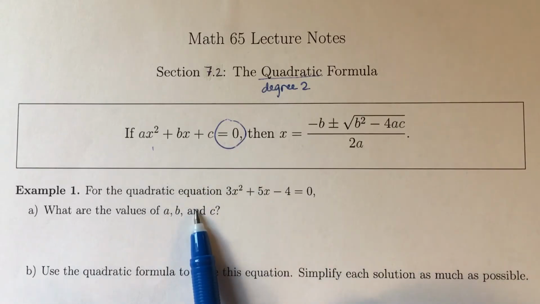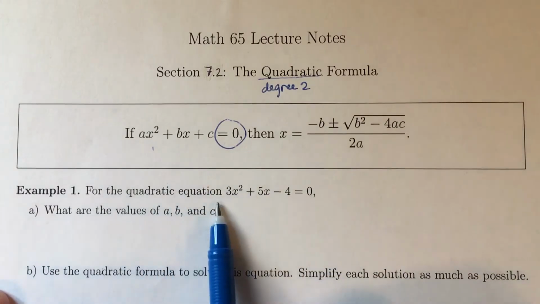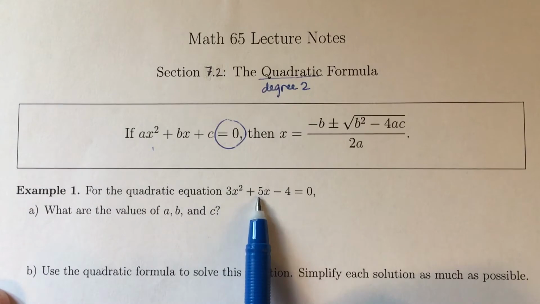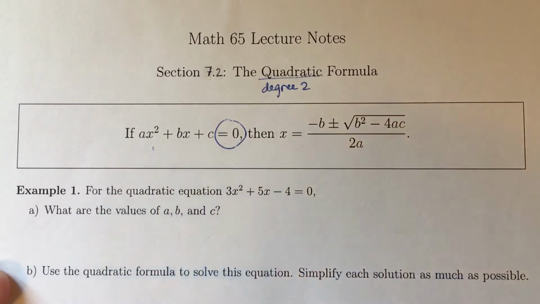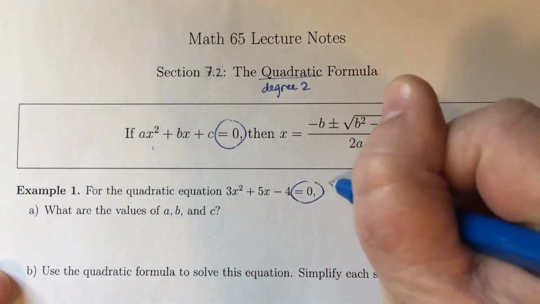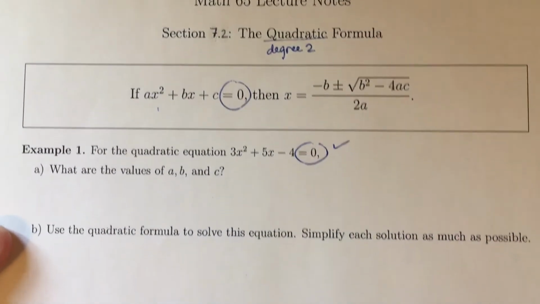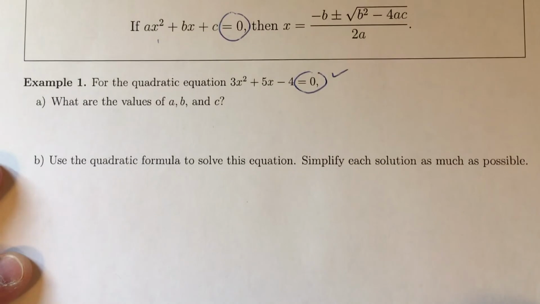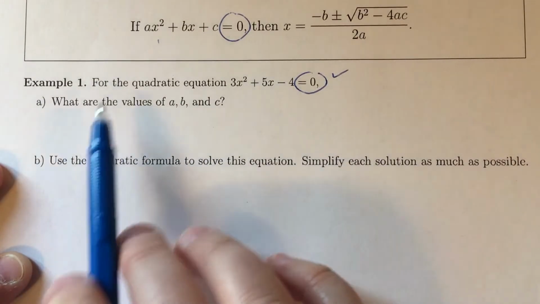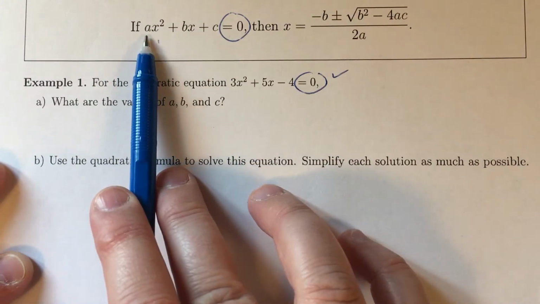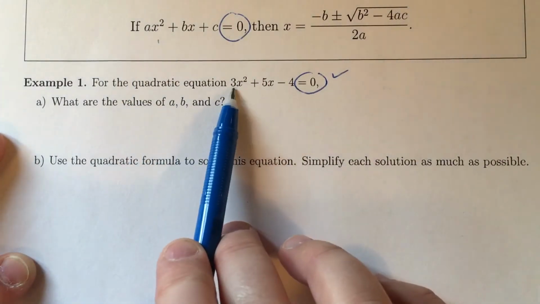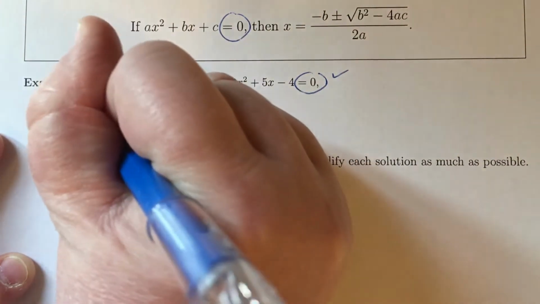So let's try it. Example 1, for the quadratic equation, 3x squared plus 5x minus 4 equals 0. What are the values of a, b, and c? So first thing to check is that it equals 0. Great, because you have to have that part. Then, to identify a, it is the coefficient on x squared. So in this case, a equals 3.